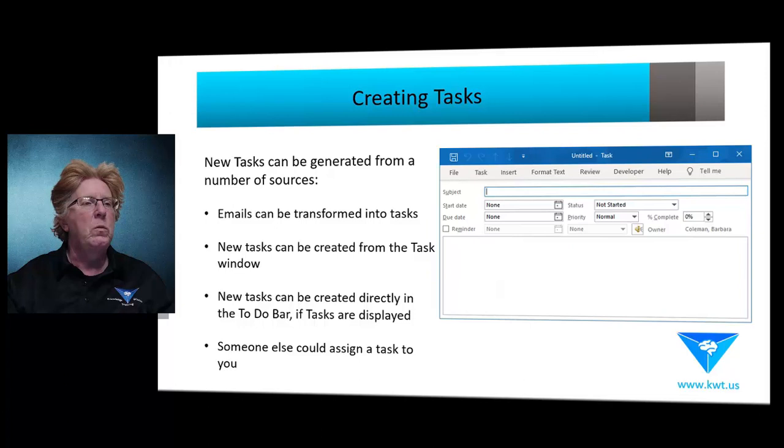screen. The basics of a task are pretty straightforward. There's a subject line, you have a start date and a due date, status, and percent completed are tied together. So as soon as you put a percent completed in, the status will automatically change to in progress. As soon as your completion gets to 100%, it will mark the task as complete. You can also include reminders, and you can adjust the priority to be high, low, or normal.